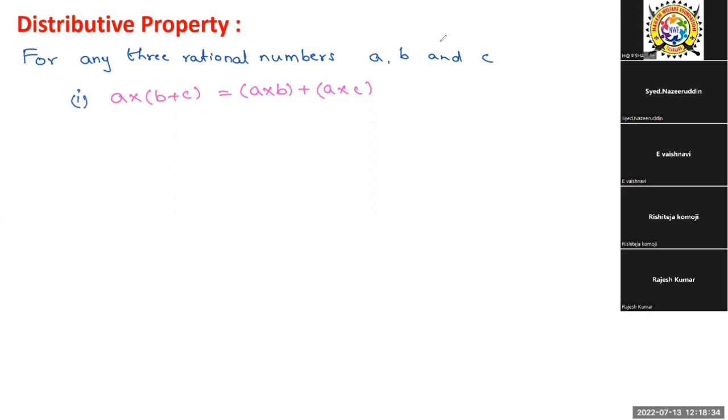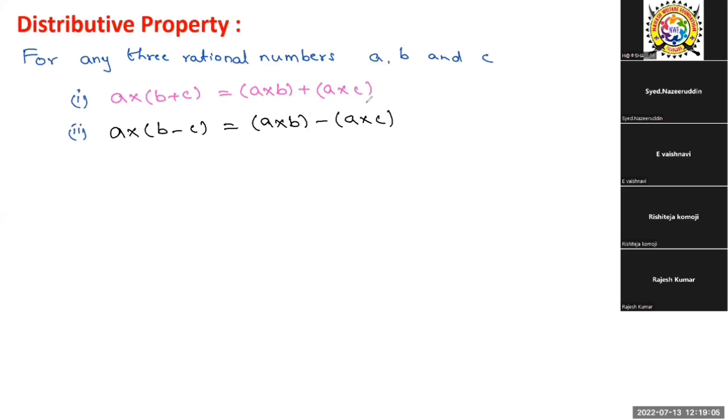Now we have a second one. The second one is distributivity under multiplication again, but over subtraction. A into (B minus C) will be equal to A into B minus A into C. Yesterday we already solved an example problem, right? So write the conditions up to here and take a screenshot.